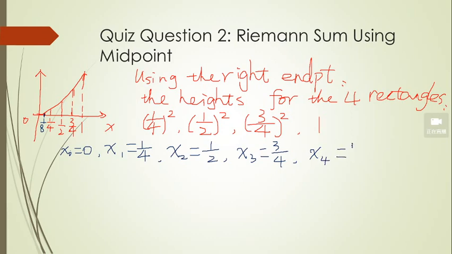Now what is the middle point for each subinterval? Let me check the notation, okay? We use this one to denote the middle point. The middle point for the first interval is x1 bar. It's like a sample point actually.